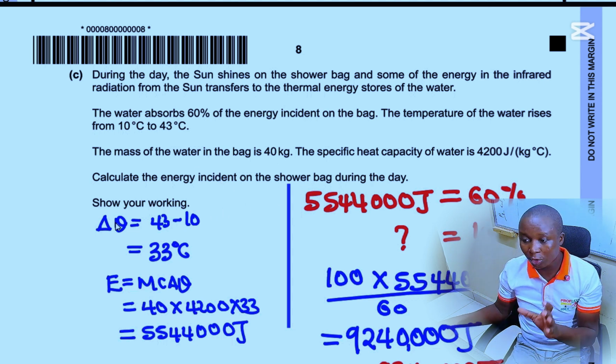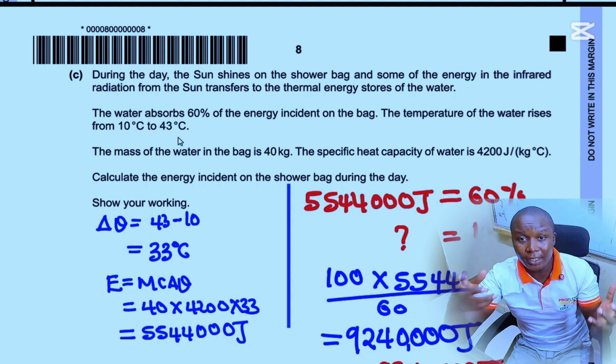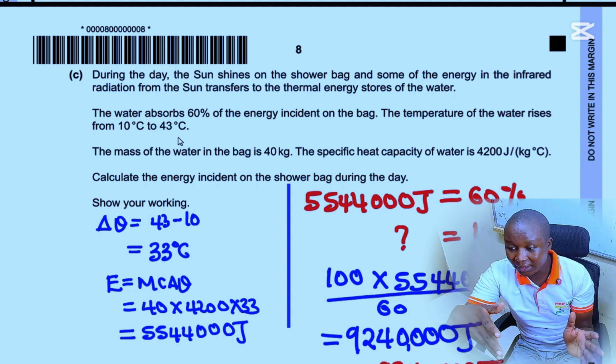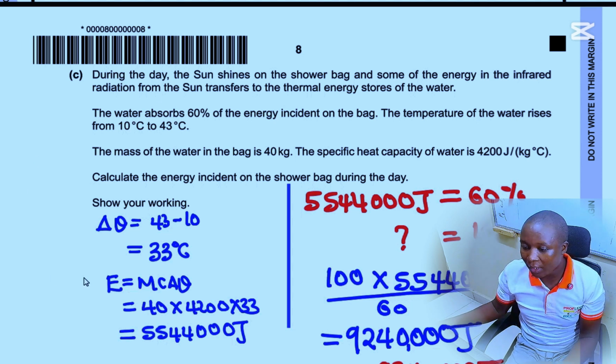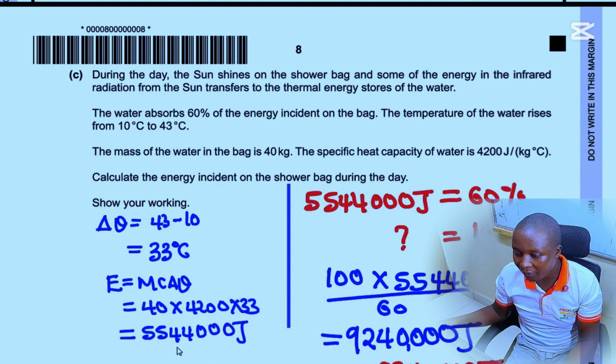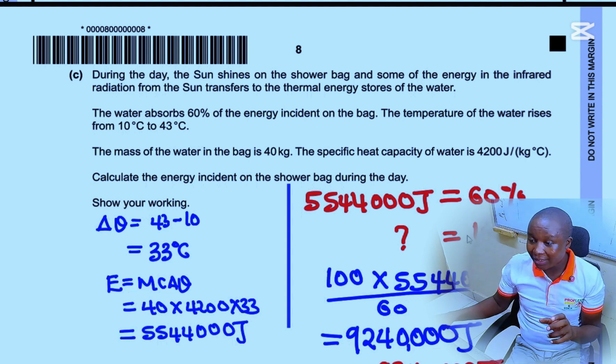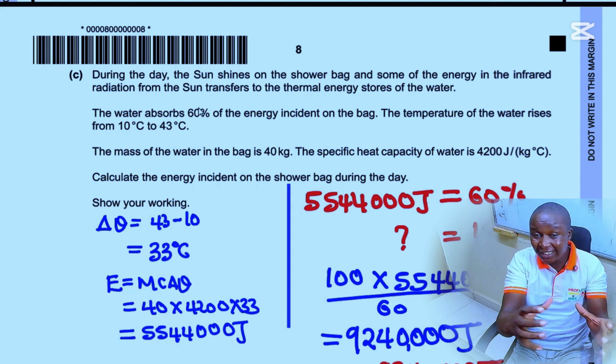First we were supposed to calculate the temperature change. The temperature was 10 degrees Celsius and it increased to 43, so the temperature change here is 33 degrees Celsius. We know that thermal energy is mc∆θ. So the mass is 40 times the specific heat capacity 4,200 times 33, and that translates to 5,544,000 joules.